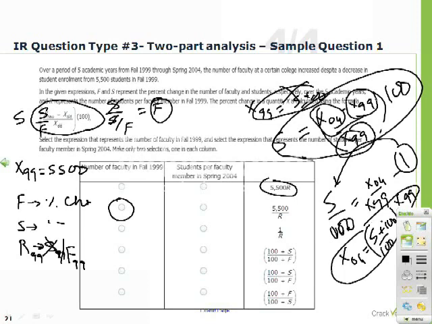Similarly, you can do with F also. F is equal to Y04 minus Y99 upon Y99. You will get the number of faculty in 2004 as F plus 100 upon 100. Right? So let me say Y04 is equal to F plus 100 upon 100 into Y99. Now I have to find the students per faculty member. So I have to find equation 1 divided by equation 2.